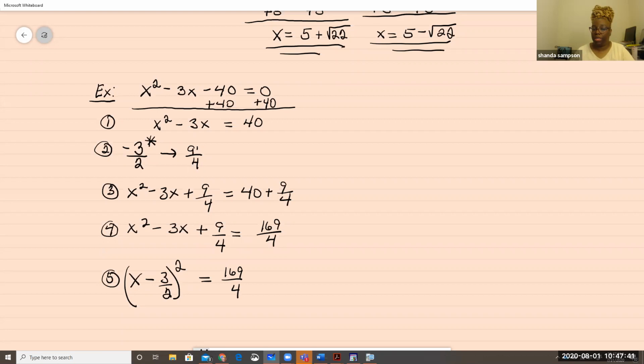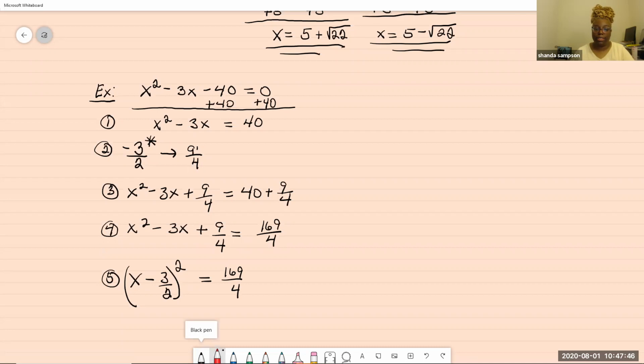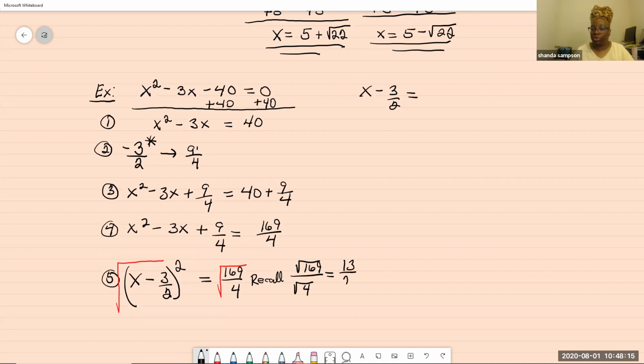All right, next step, we need to get rid of this square. So we're going to do what we normally do, which is square root both sides. So that's going to give us x minus 3 over 2 is equal to what? Now, how do you square root this? Recall, this becomes the square root of 169 over the square root of 4. Remember, you can't have square roots in the denominator. The square root of 169 is 13. The square root of 4 is 2. So this becomes 13 over 2.